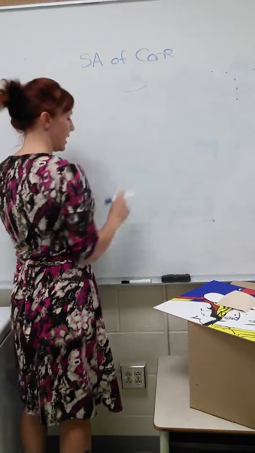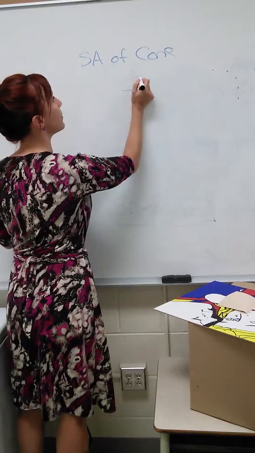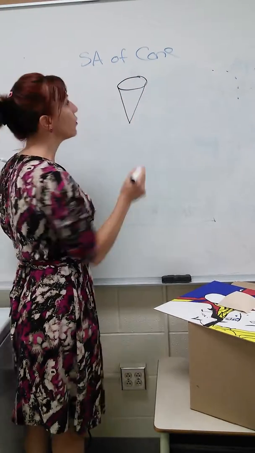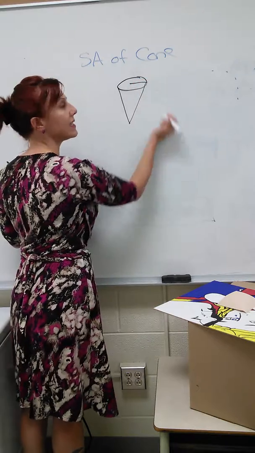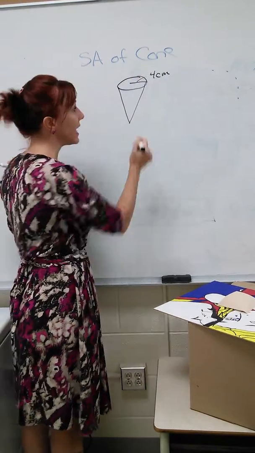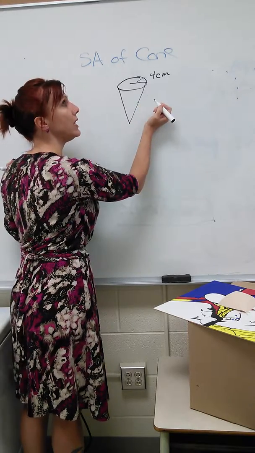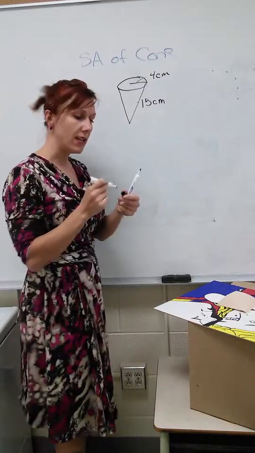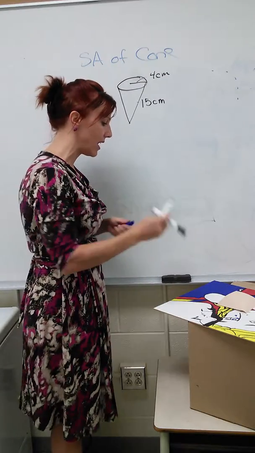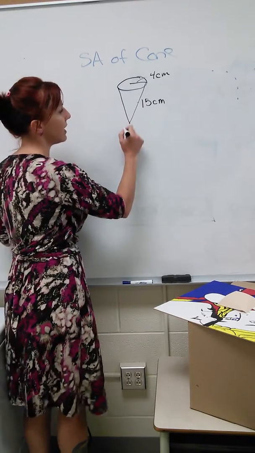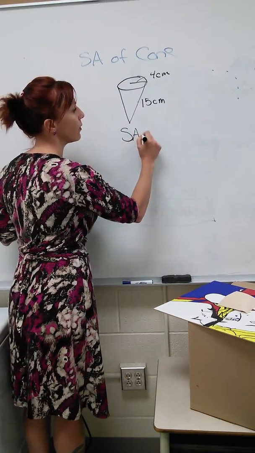Let's draw a little cone here, upside down. I'm going to give you the radius. In this case the radius would be 4 centimeters. And I'm giving you the slant, which would be 15 centimeters. If you want to pause it here and give this a try first, I will then solve it for you. The very first thing you have to do is write your formula.